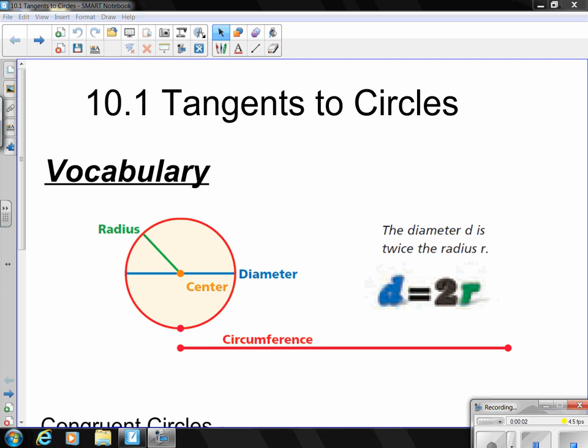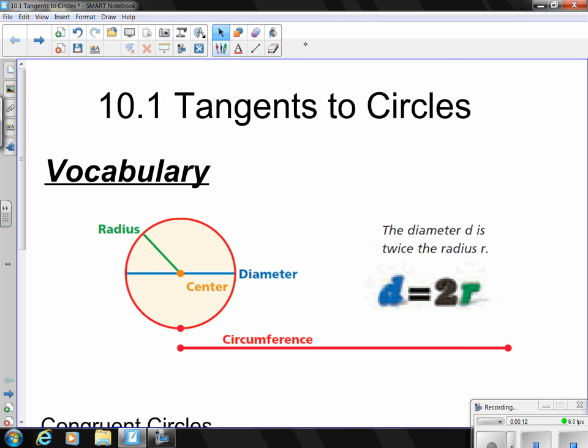All right, we're starting a new chapter, and the chapter's focus is on circles. We're going to be in 10.1 talking about tangents to circles. First, we're going to cover some vocabulary. A lot of this should be review from 7th and 8th grade, but it's always good to make sure you know what you're talking about.